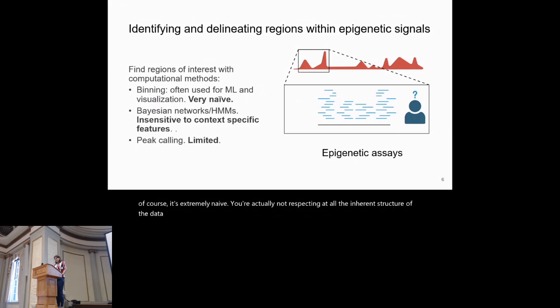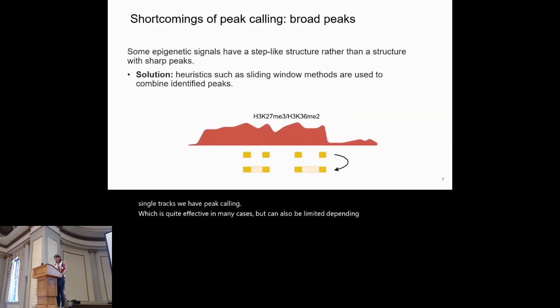So we also have these multivariate featurization techniques, ChromHMM and various extensions thereof, that are quite powerful at finding these multi-assay, highly reproducible genomic features. And of course, finally, for single tracks, we have peak calling, which is quite effective in many cases, but can also be limited depending on the assay.